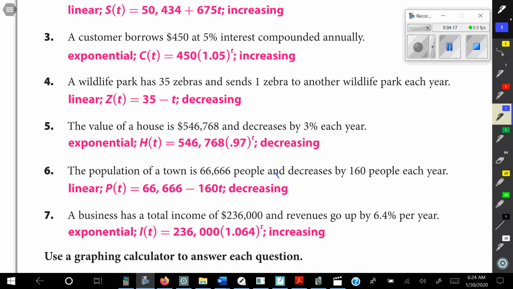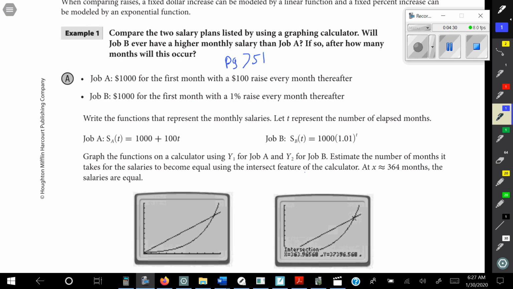Okay, so now we're going to take a look at comparing a linear and exponential function on the same graph and use it in real world problems. So next thing we're going to do here is compare linear and exponential functions on a graph. And we're using it in a real world scenario here. So it says compare the two salary plans listed using a graphing calculator. Will job B ever have a higher monthly salary than job A? If so, how many months will this occur?